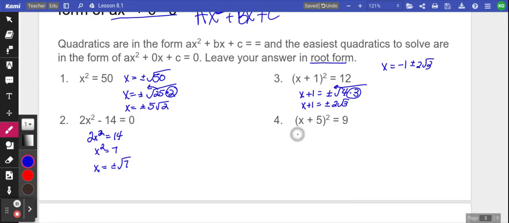In this one, I'm going to first take the square root, which is 3. Then subtract the 5 to the front. Since they're like terms, I'm going to simplify. So negative 5 plus 3 gives me negative 2, and negative 5 minus 3 gives me negative 8.